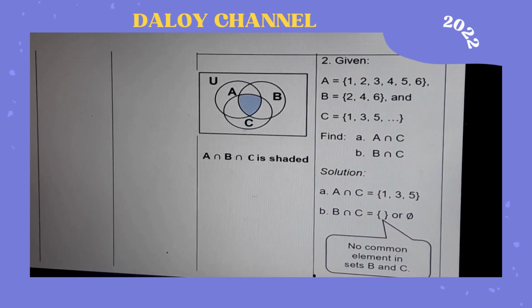Next, finding the intersection of B and C, comparing sets B and C. Notice that there is nothing in common between them. So what will appear in your answer? That the intersection of B and C is equal to the empty set. Empty set.